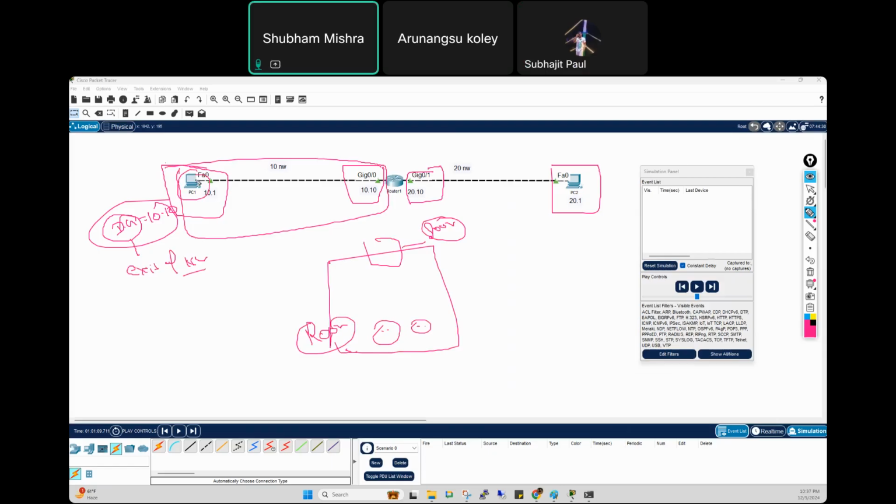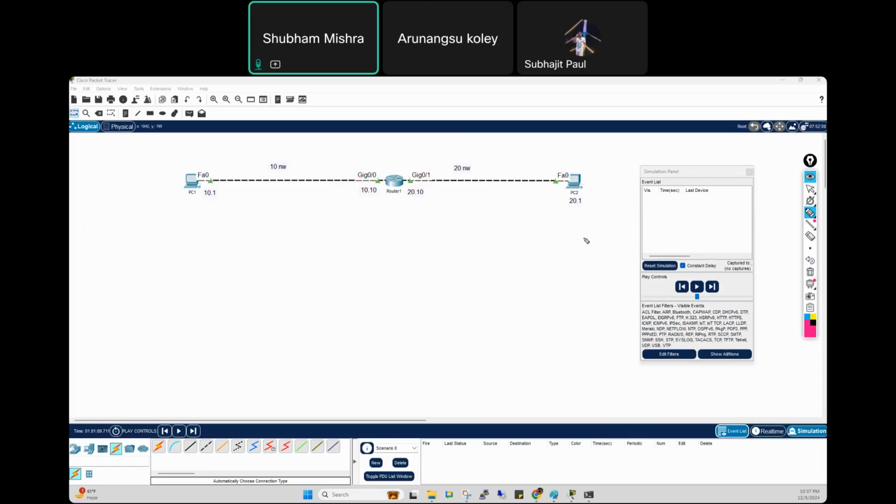If this PC wants to exit from this network, what is the gate? This is the gate, and this is the IP of the gate. So that is called, guys, default gateway. Similarly, for this PC, what is the default gateway? This is the default gateway. Is it clear now, everyone? Yes or no? Clear? Yes, sir.